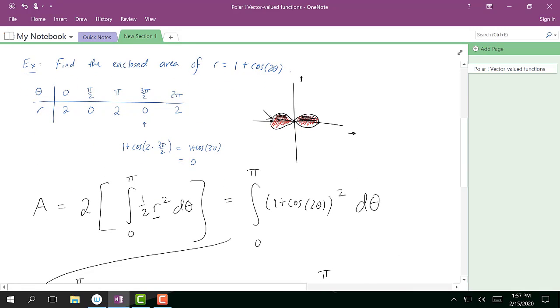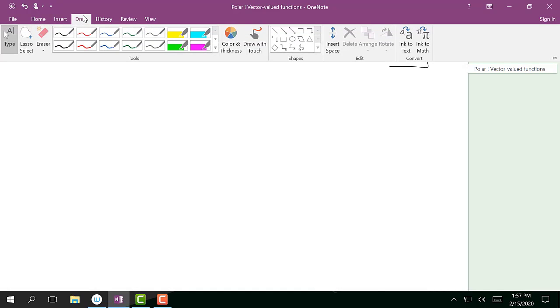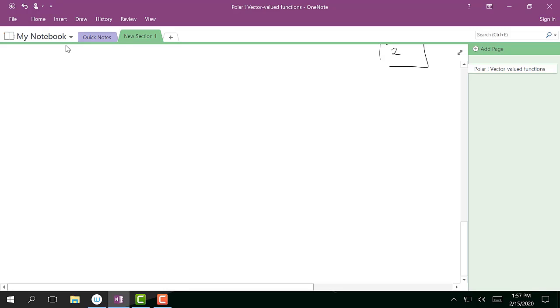Okay, so that's how we find the enclosed area when we have one polar function. But oftentimes we have multiple polar functions to consider. And so we're going to be looking at the area that's enclosed between them, or inside of one and not the other. We're going to look at a quick example. First, let's get an equation so we can have some idea what's going on.